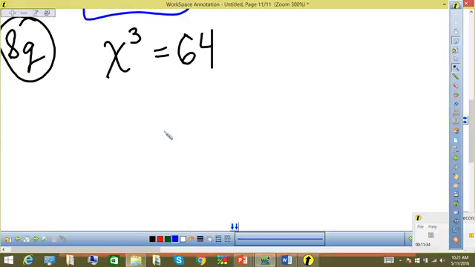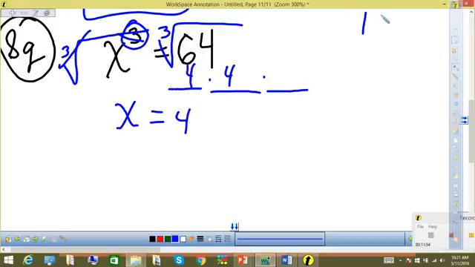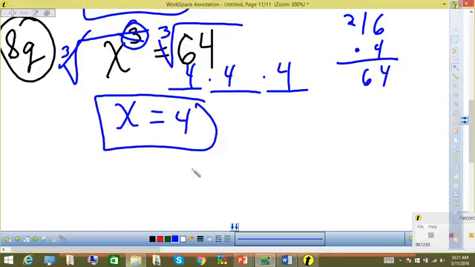All right, here we go. So to cancel this cube, we take the cube root. Cube root. This cancels this. We got x equals. What number times itself 3 times gives us 64? Yes? 4. 4 times 4 is 16, times 4 is 64. That is correct. Raise your hands to show how you feel with these, 1 being the lowest, 5 being the highest. Okay, let's do one last one.